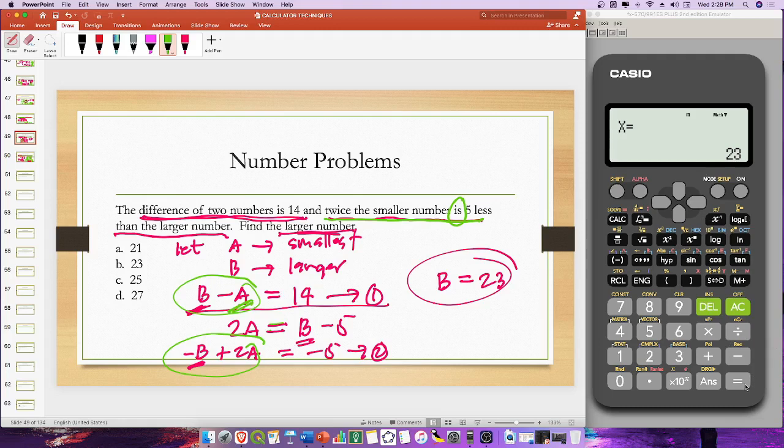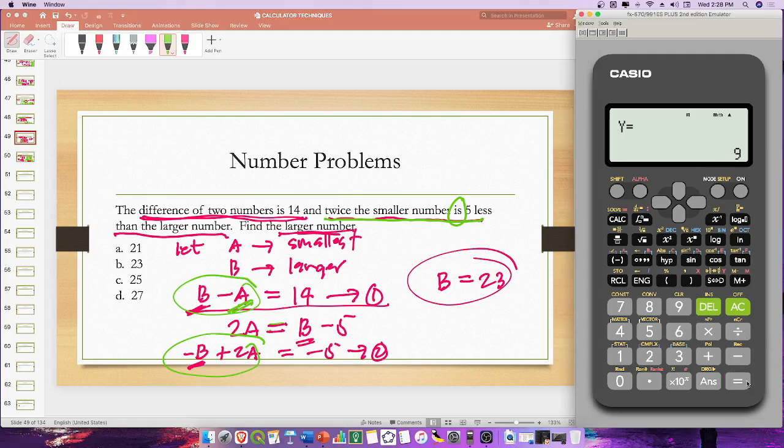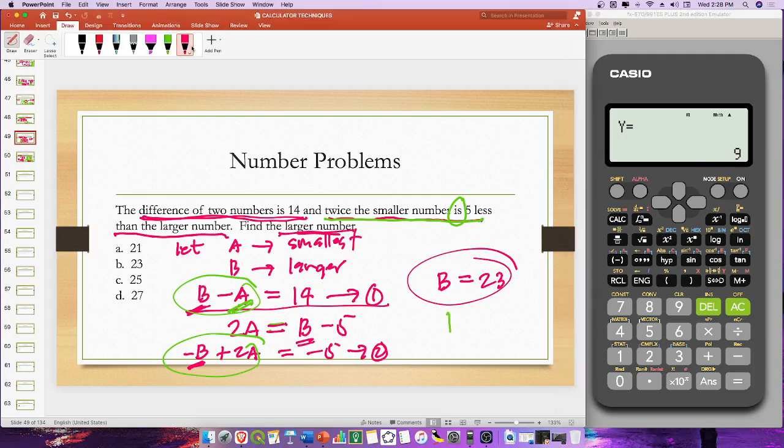So if I press enter in my calculator again, I have the value of the other variable. That is now the value of our smallest number. So you can actually identify now which one is my smallest number and which one is my largest number by just looking at the numbers. So meaning to say, B is the correct answer. Okay, 23. All right, that's for the number problems.